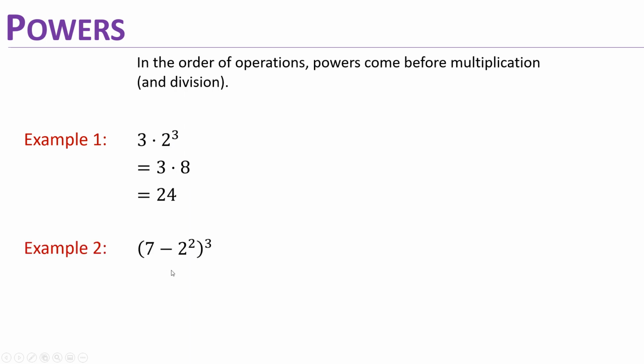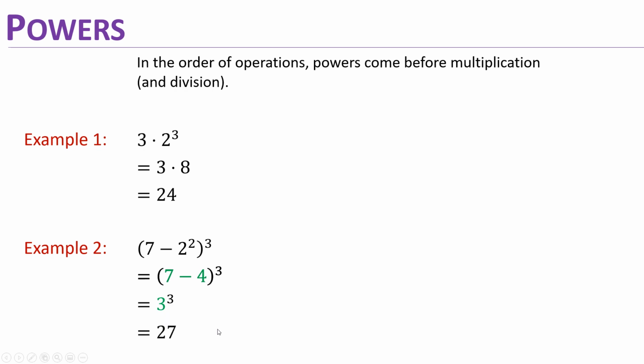Here we look inside of the brackets first. So we evaluate 7 minus 2 squared first. The power goes before the subtraction, so we calculate 2 squared, which is 4. And now we need to calculate 7 minus 4 and then cube the result. 7 minus 4 is 3, and because this is a positive integer, we don't need these brackets anymore, so we can just calculate it like this. 3 times 3 times 3 is 27.